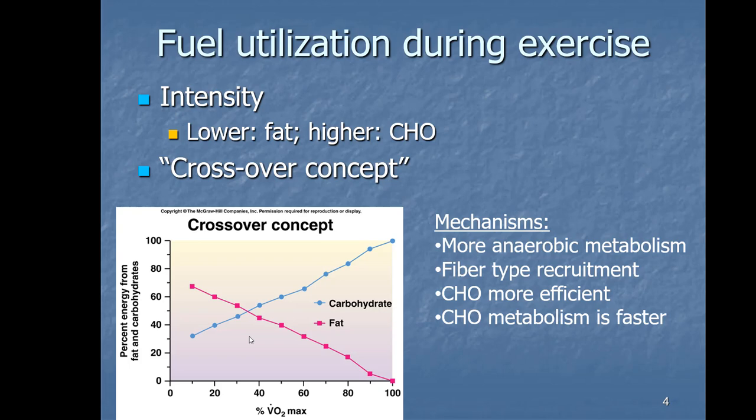Another thing that's really important is that carbohydrates as a fuel are just more efficient, and we'll talk about that later in this lecture. But efficiency-wise, carbohydrates are definitely more efficient than fat. And then lastly, carbohydrate metabolism is just a little bit faster. So it makes sense, as intensity is going up, to metabolize something that can be utilized for ATP transfer relatively quickly.